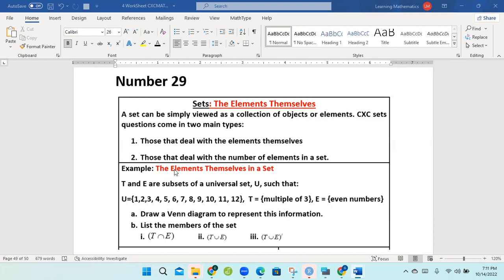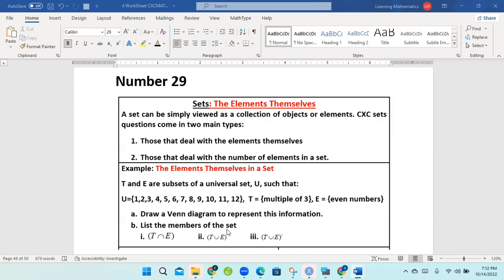For example, here we're going to deal with the one where the elements themselves are important. That's what number 29 is about, sets and the elements themselves. Let's say T and E are subsets of a universal set U such that the universal set has whole numbers from 1 to 12. T is the set of multiples of 3. A subset is just part of a bigger set. And E is the set of even numbers. Draw a Venn diagram to represent this information.